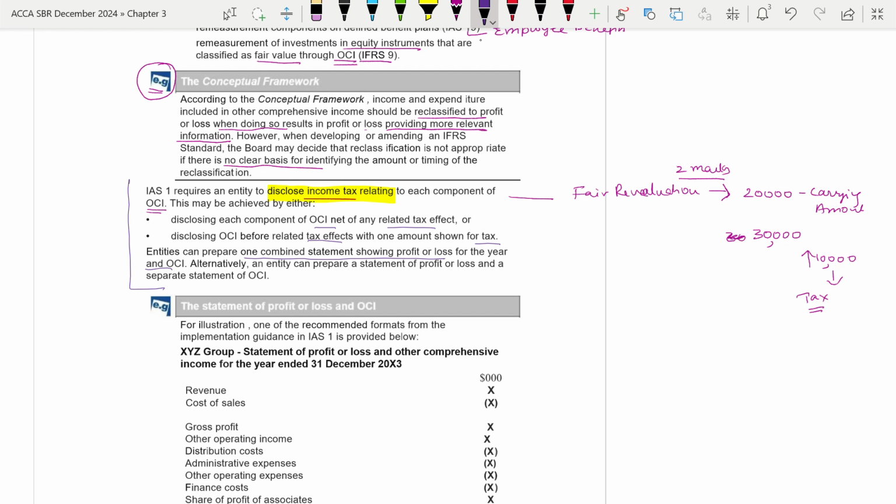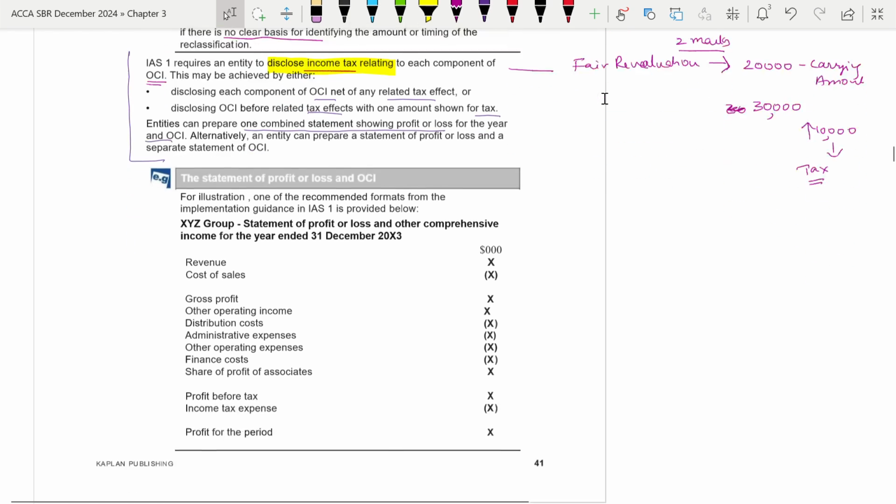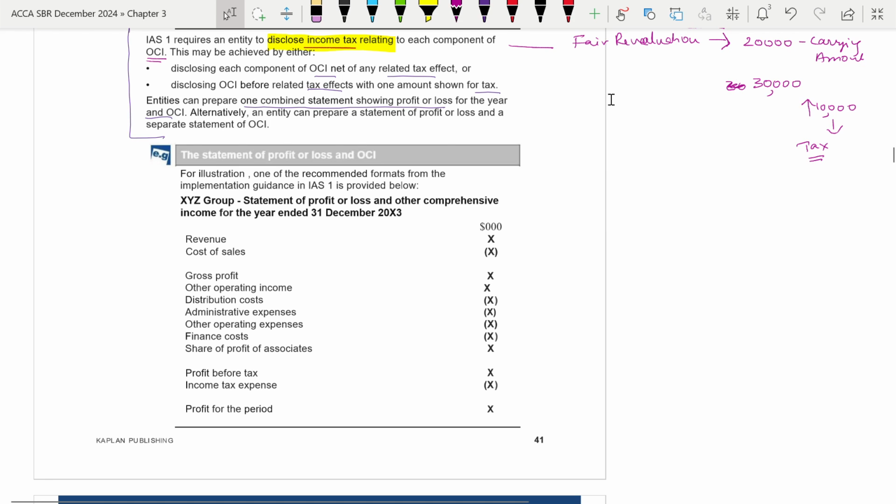Yes. Fine. Now, nothing is there. See, the only thing is we have to put a little bit more effort here in SBR. If we have done FR, now it will be a piece of cake for us. The only thing is, all these things have been done in FR, okay?